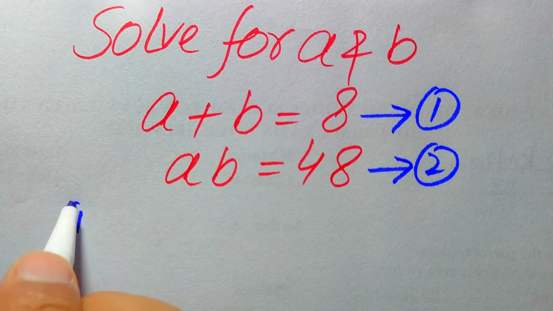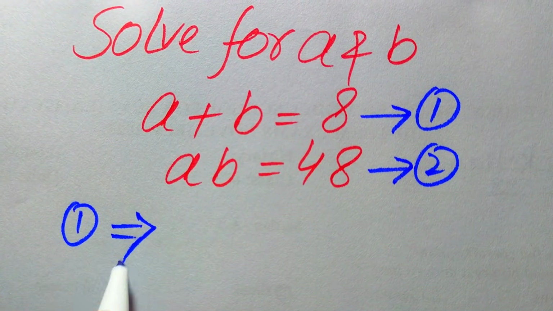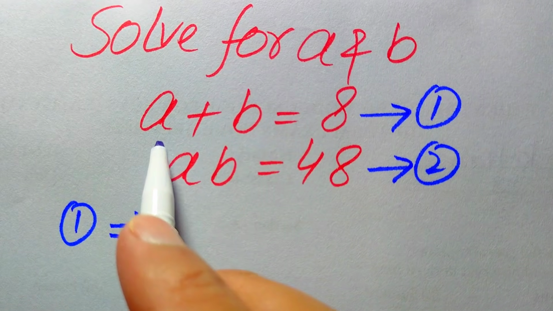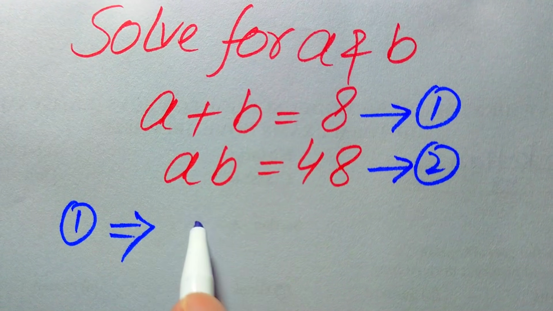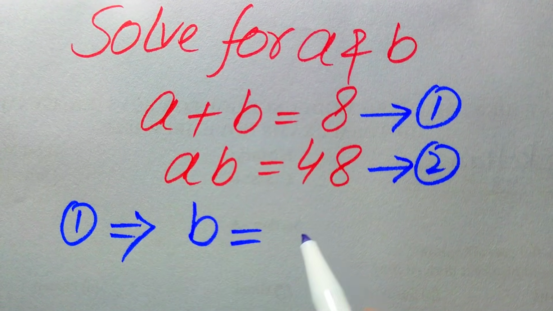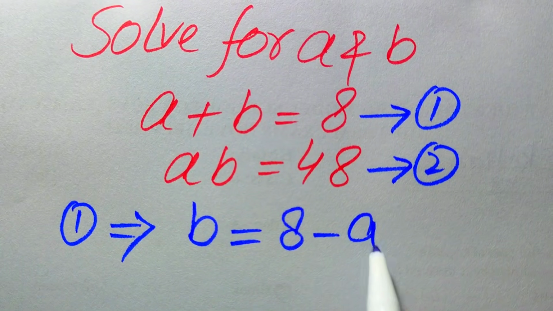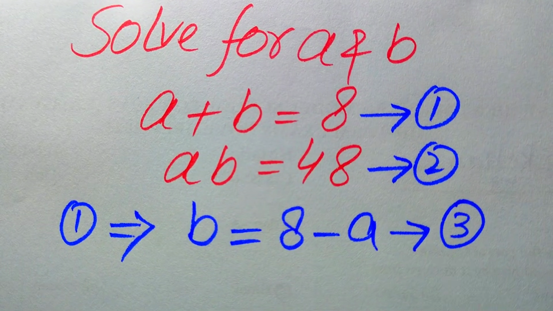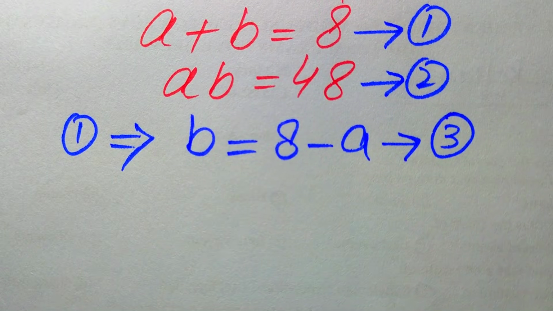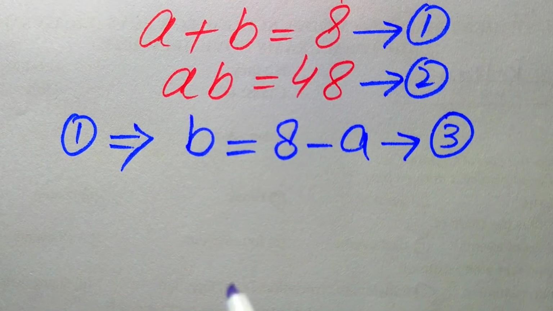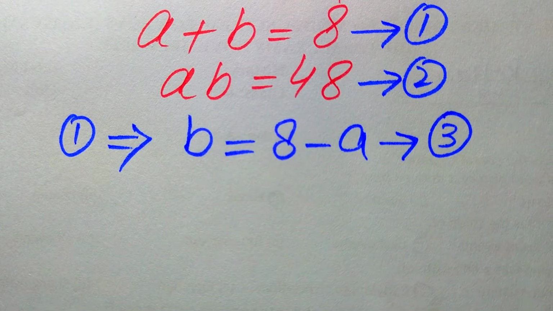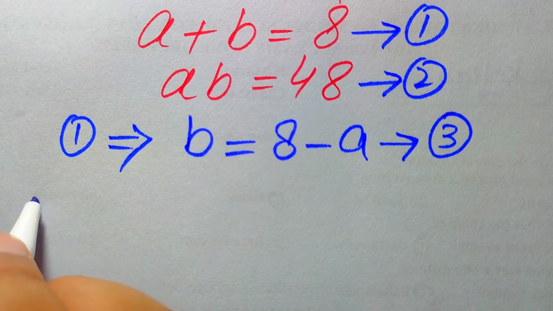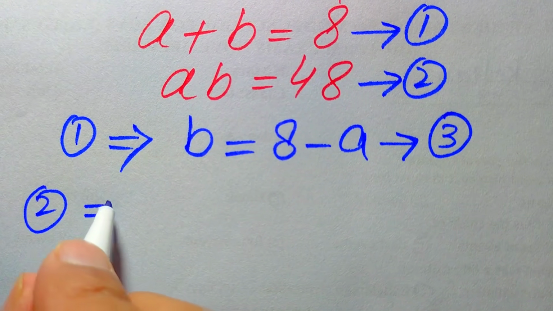So first we focus on equation number 1, and equation number 1 implies that here we move the term plus a to the right hand side and we get the value of b is equal to 8 minus a, and we call this our equation number 3. So here we just use this equation number 3 in equation number 2.